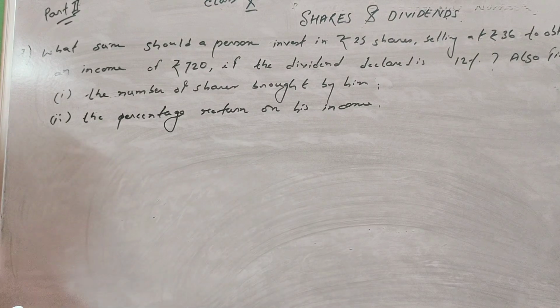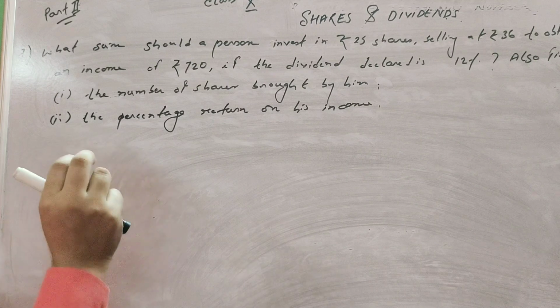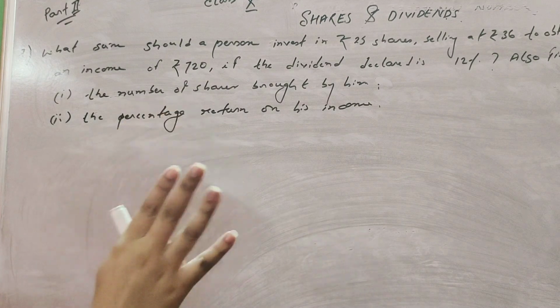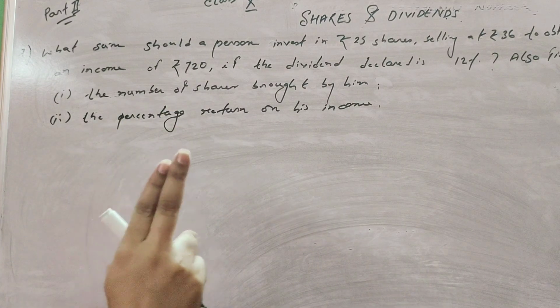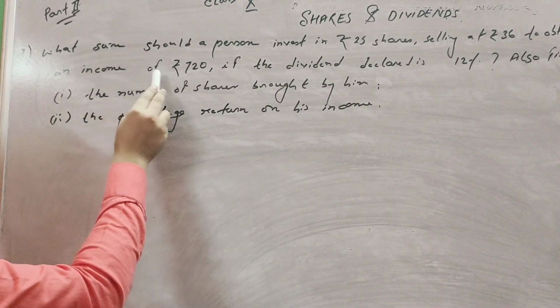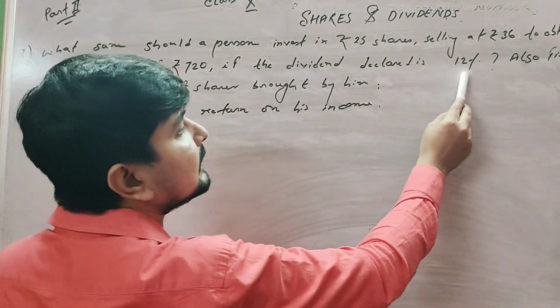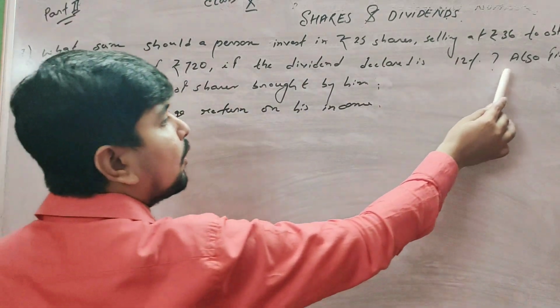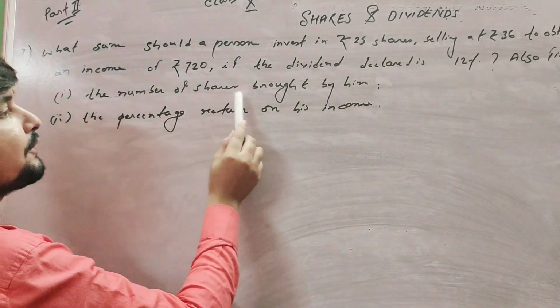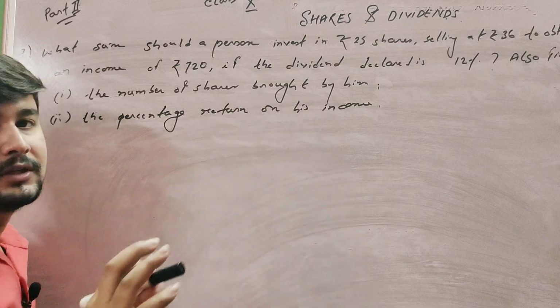Question number 7 is: what sum should a person invest in rupees 25 shares selling at rupees 36 to obtain an income of rupees 720 if the dividend declared is 12%? Also find the number of shares bought by him and the percentage return on his income.